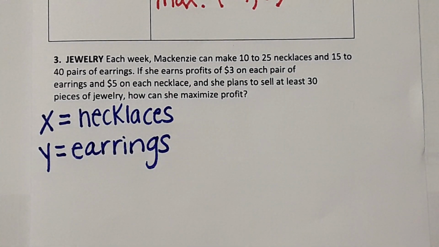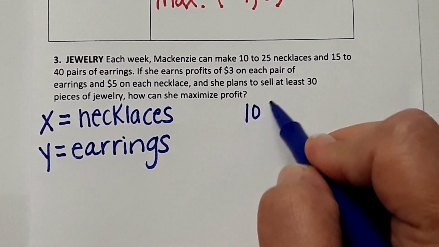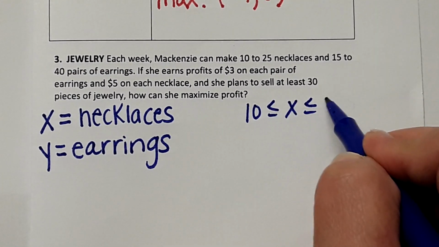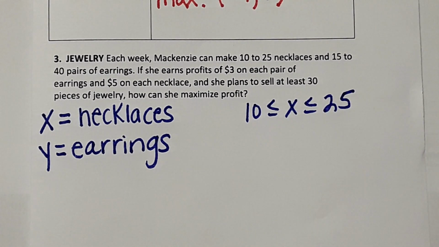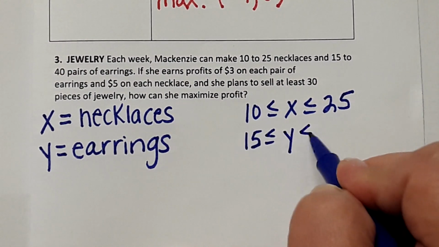So how many necklaces can Mackenzie make? Between 10 and 25, right? Just like the very first example we did, X was in between. So we know that Mackenzie can make between 10 and 25 necklaces. How many earrings can Mackenzie make? Between 15 and 40.